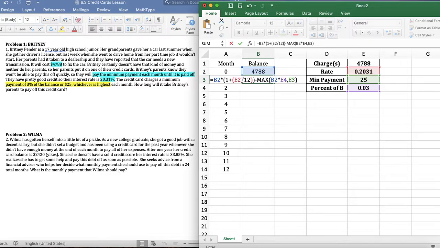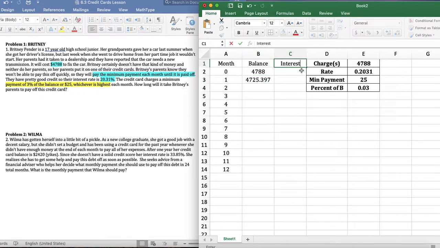And now I need to think about the things whenever I drag this down, what do I want to roll and what do I want to stay? I definitely want my rate to stay. It's going to be fixed, so I'm going to put a $ sign here. My balance is really the only thing I want to roll, these B2s that are blue. This 3% needs to be fixed, and the minimum payment needs to be fixed. So we fix those things, press enter, and we see after the first month, Brittany's parents still owe $4,725.40.